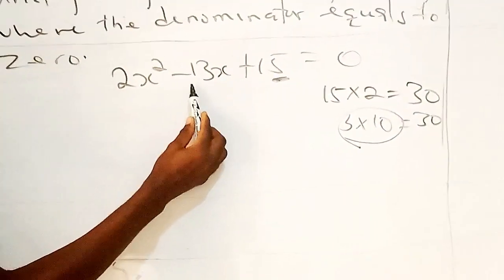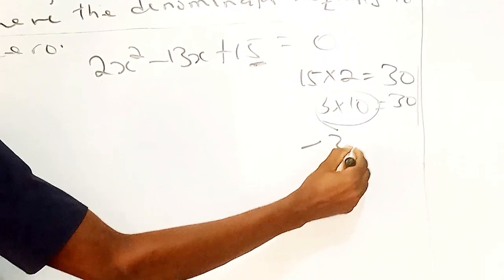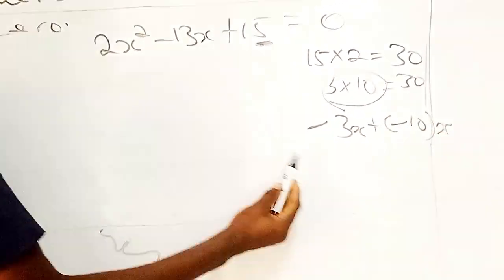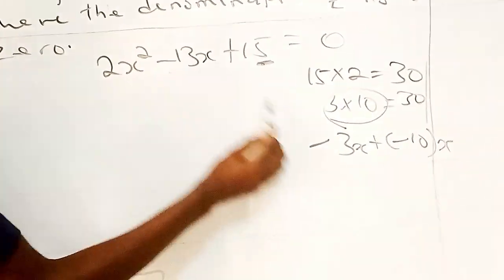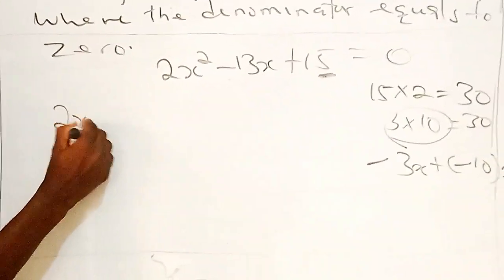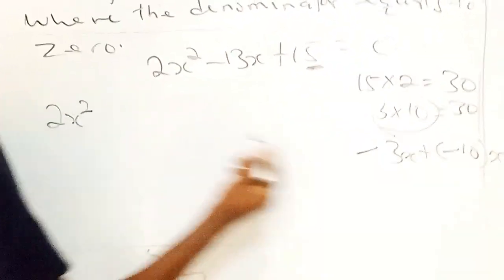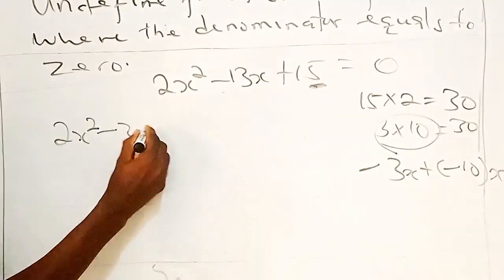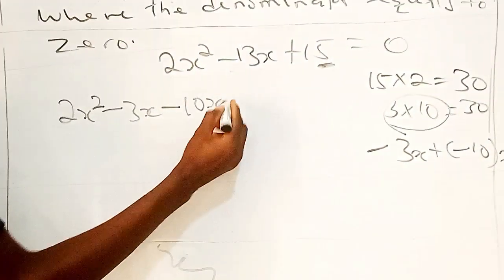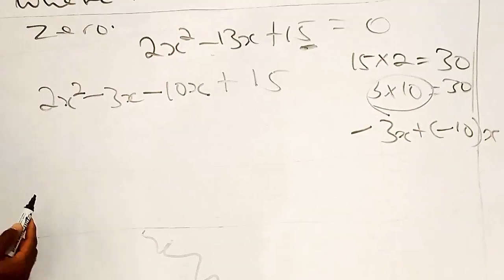I'm to figure out minus 13x. So I can easily say minus 3x plus minus 10x. I can replace this with this, so I still have the same. So I'm having 2x squared. Instead of writing minus 13x, I will replace it with minus 3x minus 10x. It's still the same thing as minus 13x plus 15. That is the idea behind factorization.